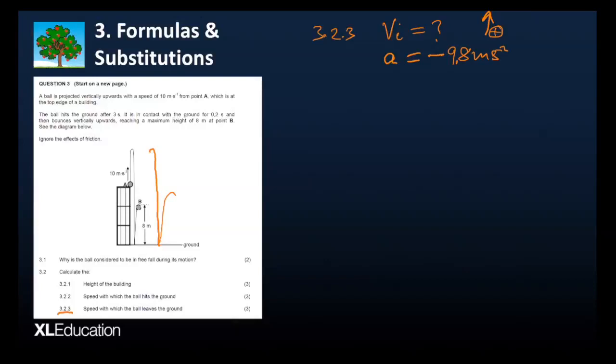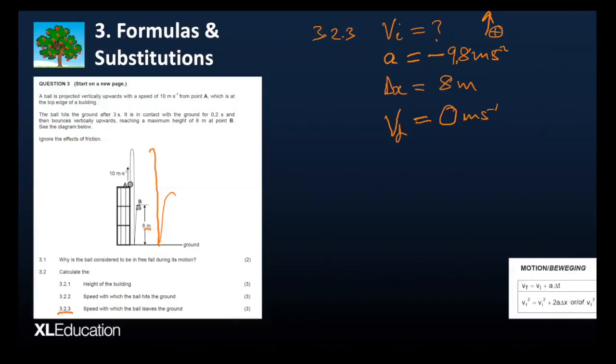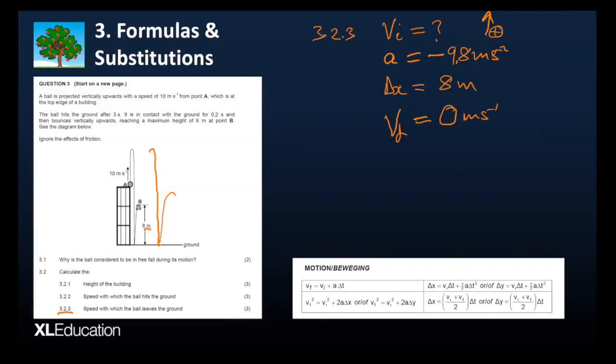The other information that we have, we are given our displacement, which is our delta x, that is equal to 8 meters, right? We also need to know that at maximum height, our V final, or the velocity of an object at maximum height, is equal to 0 meters per second, right? Having this information, we are now going to choose the correct formula that we need from our formula sheet. Let's have a look.